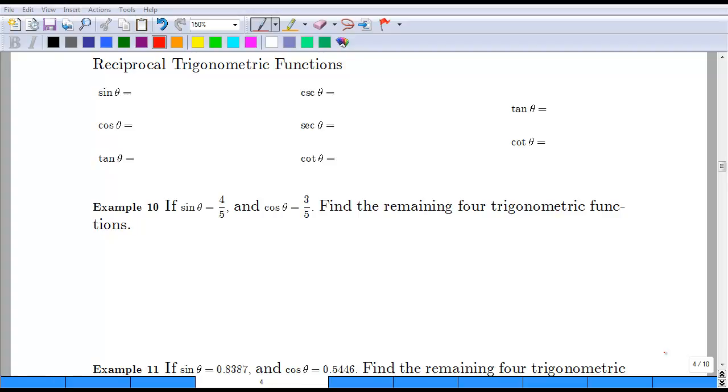This is the final video for section 3.1 in the textbook, and it will discuss reciprocal trig functions. Now, we already talked about sine, cosine, and tangent, and we said that sine was the opposite side divided by the hypotenuse, that the cosine was the adjacent side divided by the hypotenuse, and that the tangent was the opposite side divided by the adjacent side.